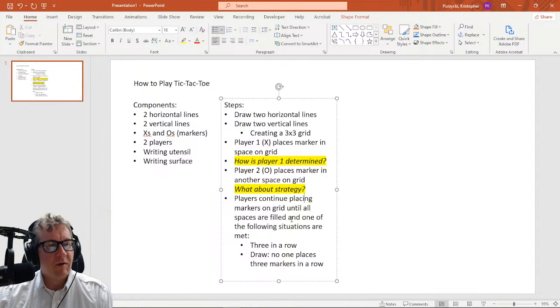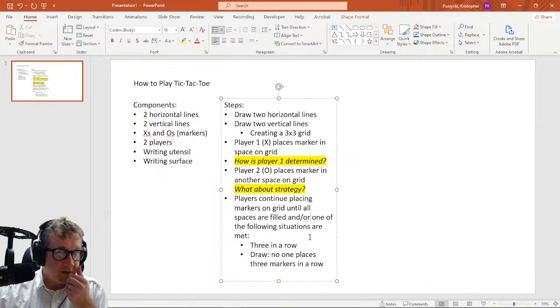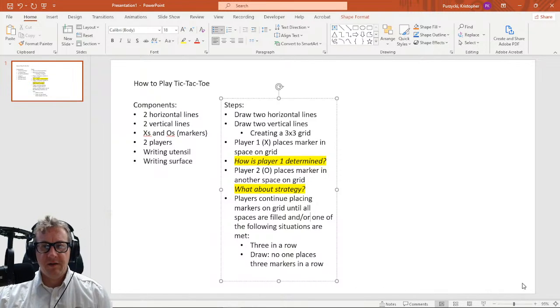Players continue placing markers on grid until all spaces are filled or one of the following situations are met. 3 in a row, because you can get 3 in a row before all the spaces are filled, that's for sure. Or when all the spaces are filled and there are no 3 markers in a row, you end in a draw, right? So this is one easy, low-hanging fruit here, finding where those end states are.